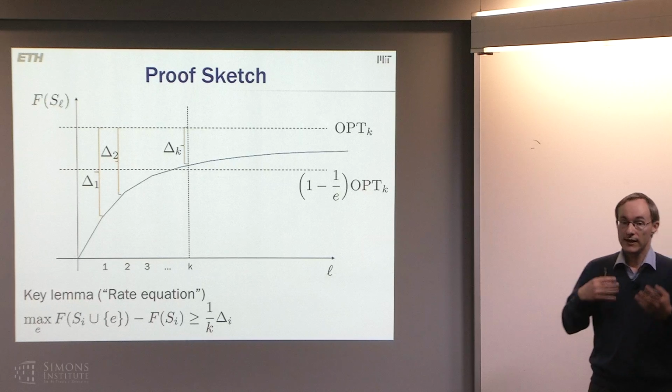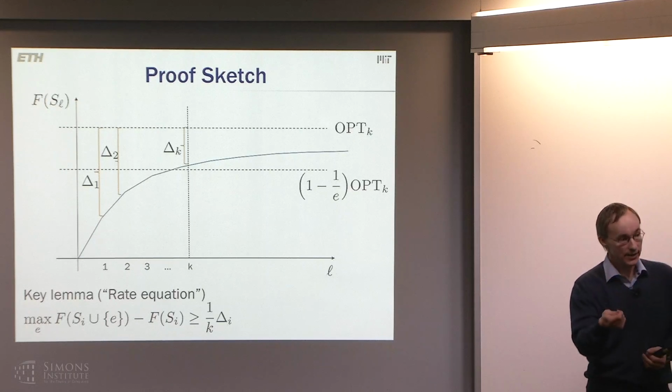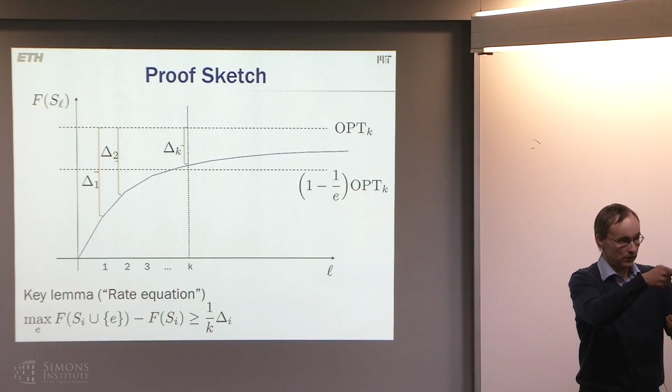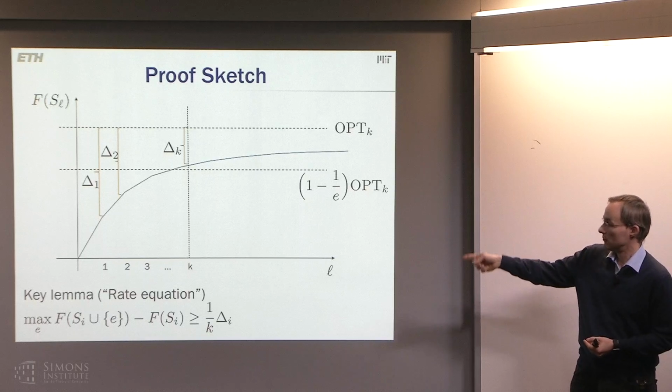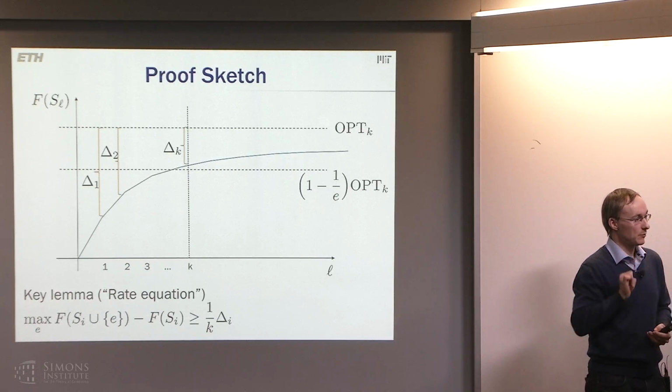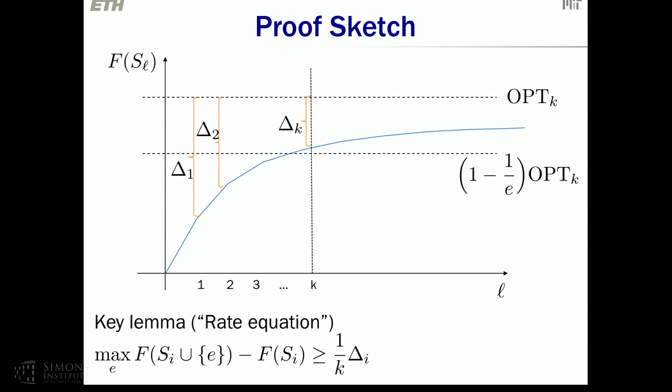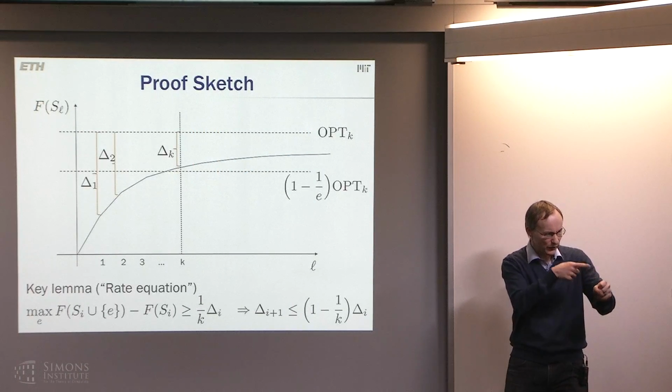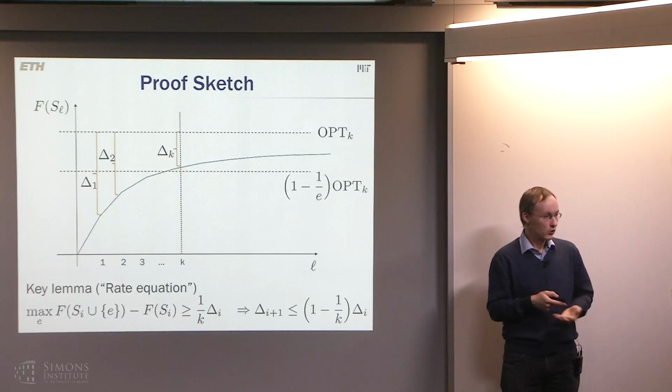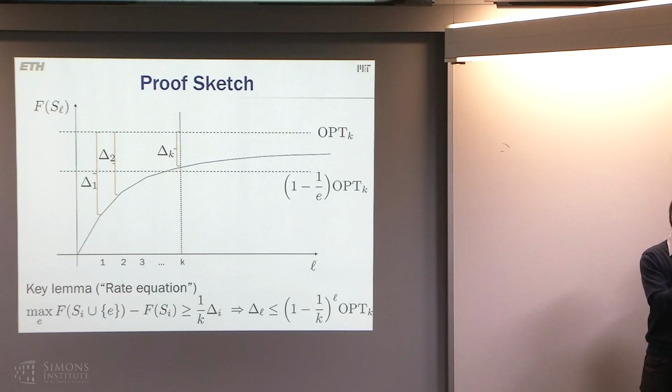In particular, you can show that at iteration i, there always exists some element e such that if you add it to the current set, you close the gap by at least 1 over k times the current gap to the optimal solution. This result follows from monotonicity and submodularity and implies, via a set of simple steps, the result that we're interested in. As an easy consequence, you can apply this to see that the gap at iteration i plus 1 is at most 1 minus 1 over k times the gap at the ith iteration. Now, recursively, that tells us that the gap at the lth iteration is at most (1 minus 1 over k) to the l times the gap at the 0th iteration, the start of the algorithm.